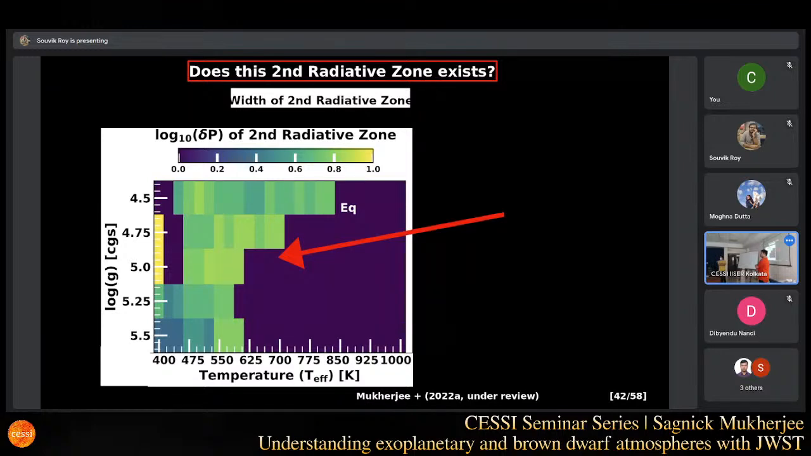Log delta P is going from 0 to 1. That means delta P is basically from 0 to... Yeah, the delta P is in bars, basically pressure difference in bars. So there's not much normalization here. It's just how it worked out, basically.